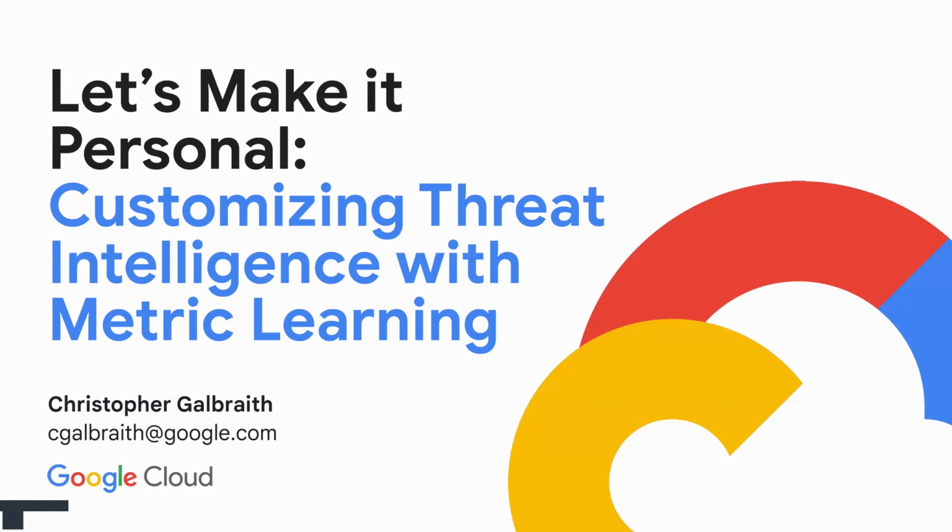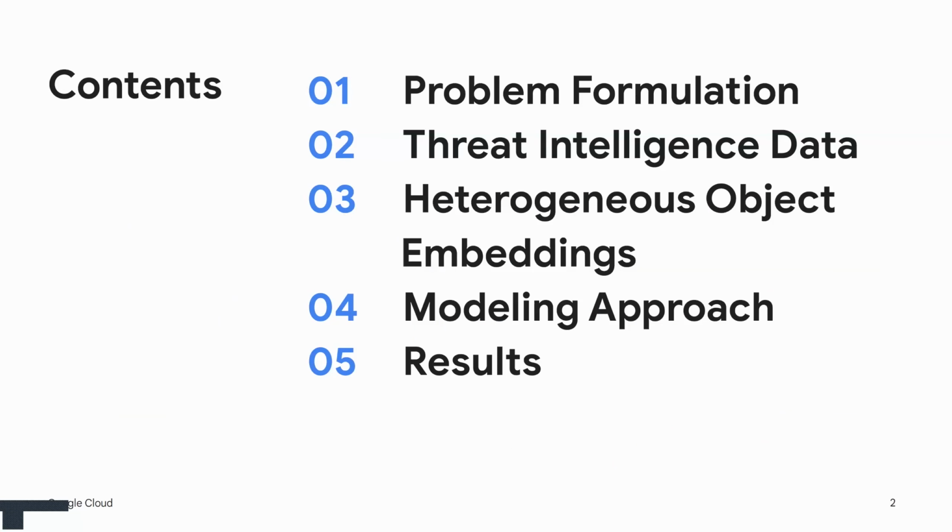I'm going to be talking about customizing threat intelligence with a metric learning approach. So yeah, we're going to get started. I'll give a high-level problem formulation. I'm going to talk about some general characteristics of threat intel data, go through why heterogeneous object embeddings are a natural solution to this problem, go into detail on our modeling approach, and cover some results.